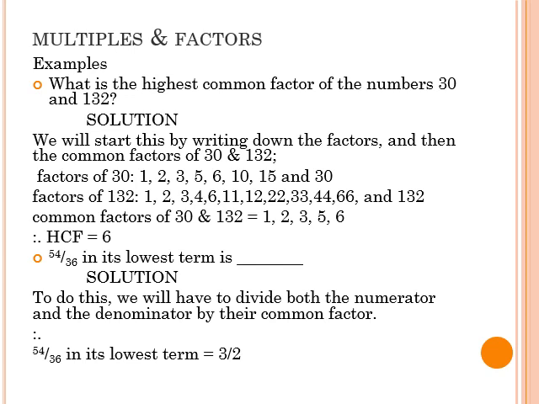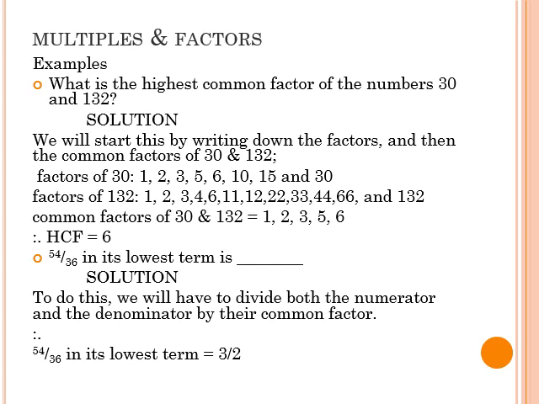The next example says 54 over 36 in its lowest term. This is factorization. It's telling you to reduce the fraction to its lowest term by dividing both the numerator and the denominator by their common factors. So you have to find the common factor that can divide both.